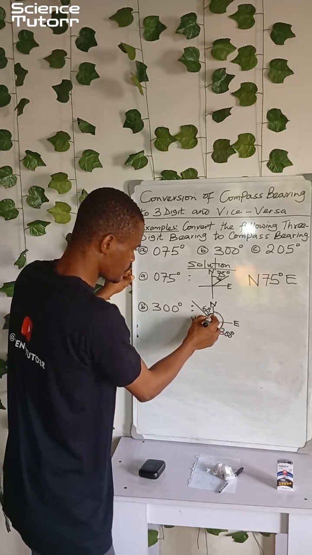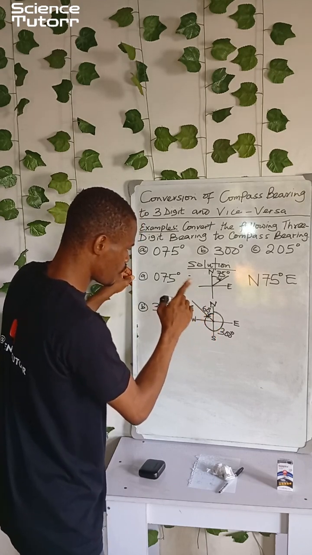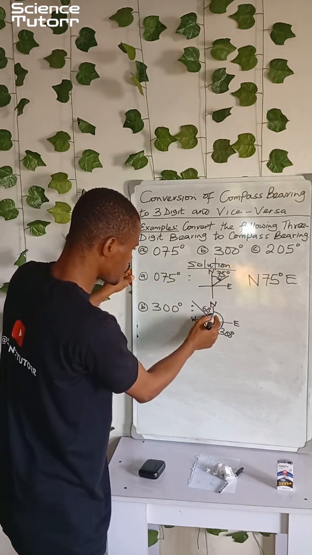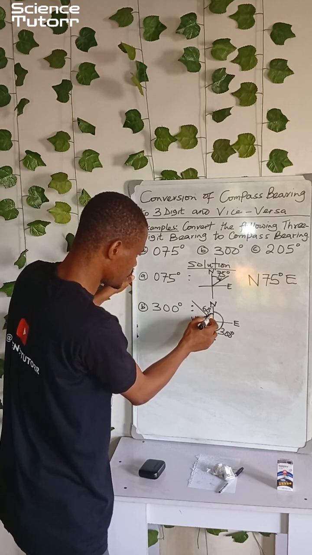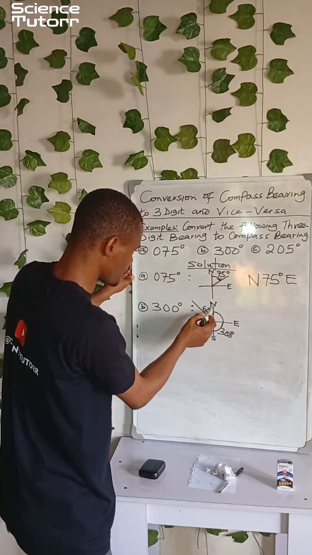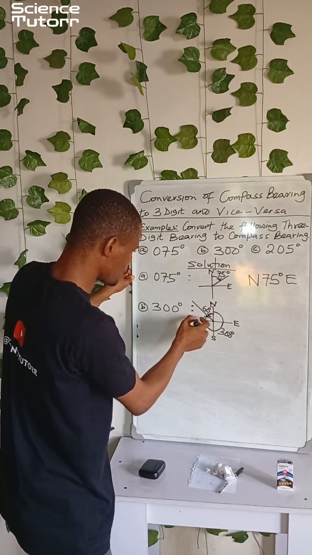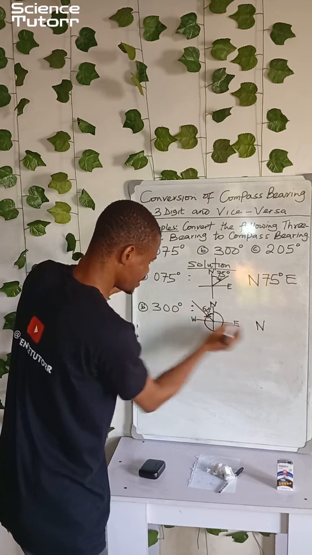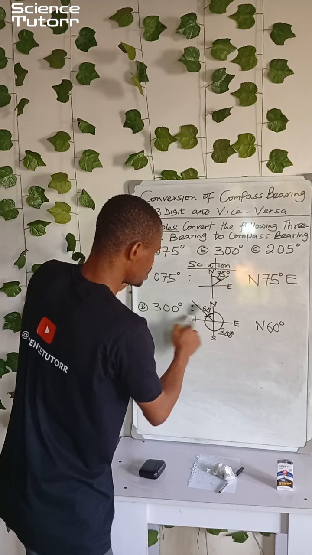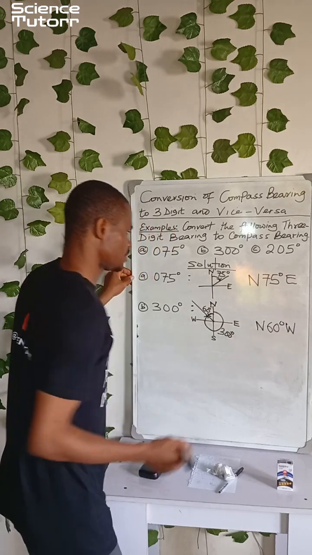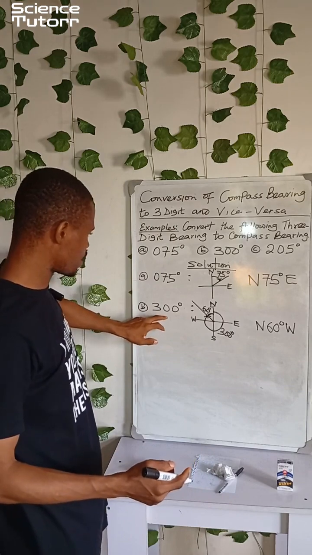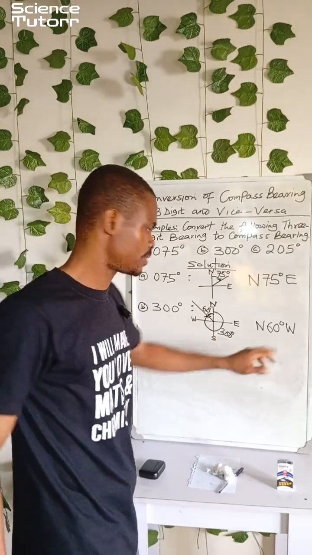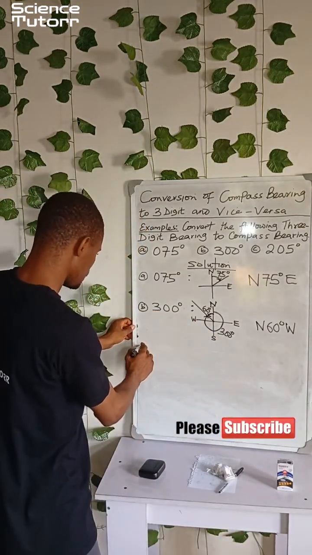So my arrow comes this way for compass bearing. Since this is 60, it begins from the north or south for compass, remember. So since this is 60, northwest, I'm going to write it as north, not 300, but 60 degrees connected to the west. So what I've done is convert from 300, a three-digit bearing, back to compass bearing. That is for the second case.